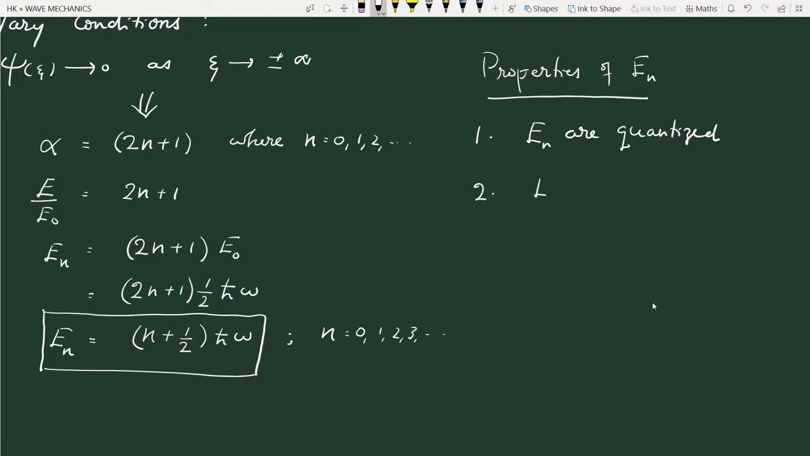Now E minimum is equal to, what is the value? Look here, n starts with 0. So when you put n equal to 0, what you get is half h cross omega. This is the ground state energy of the harmonic oscillator, and this is often called the zero-point energy.